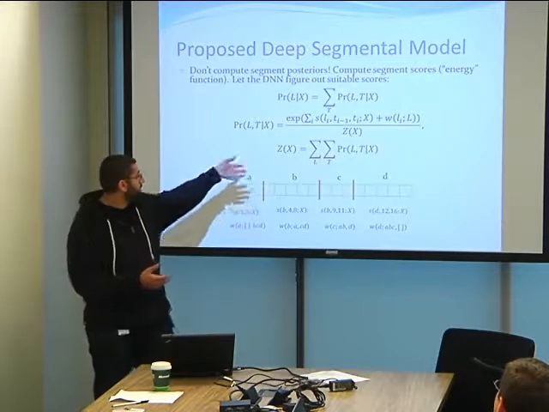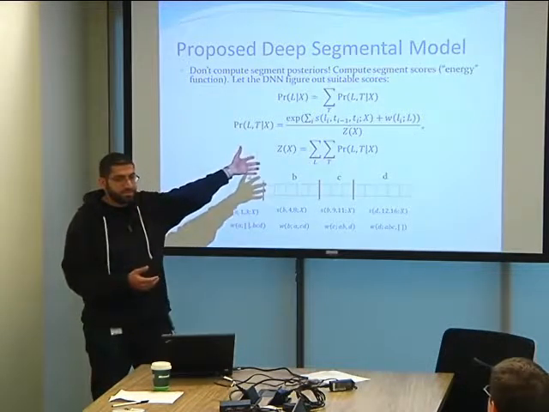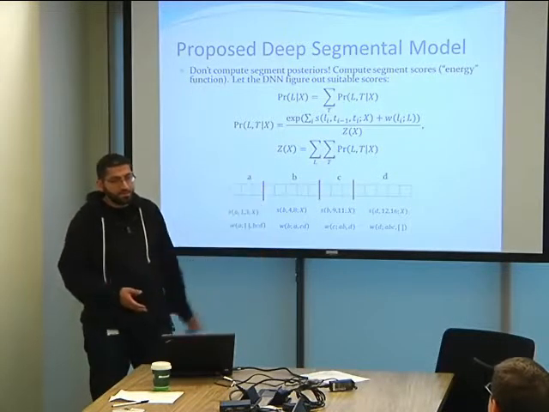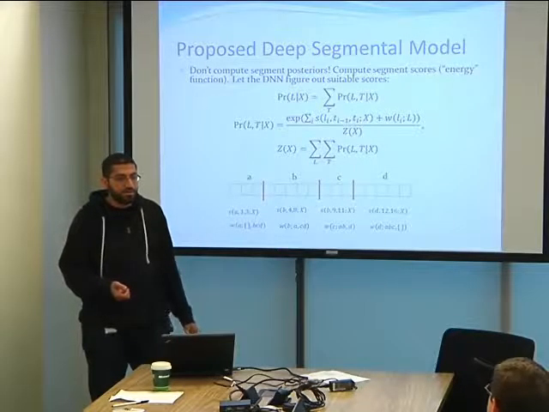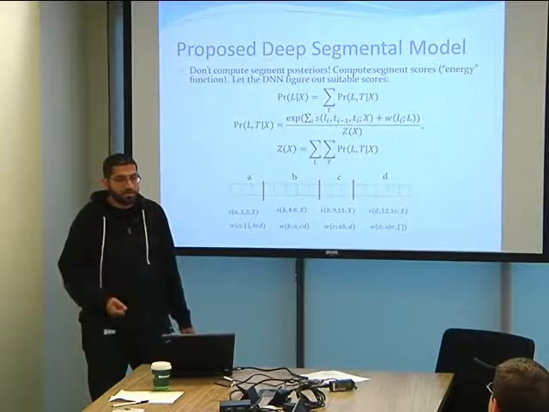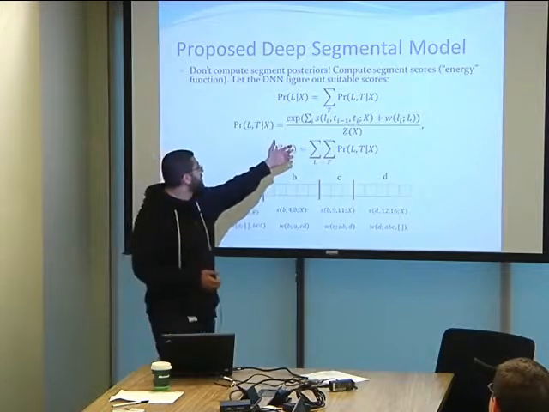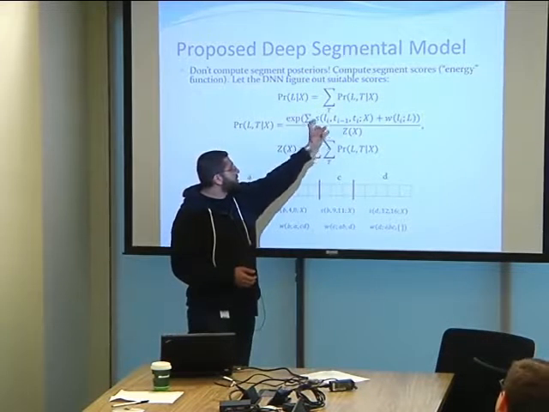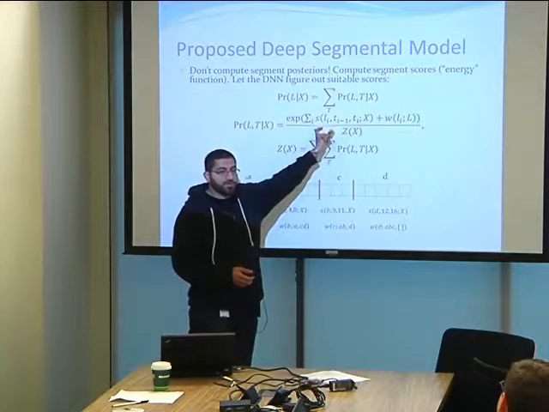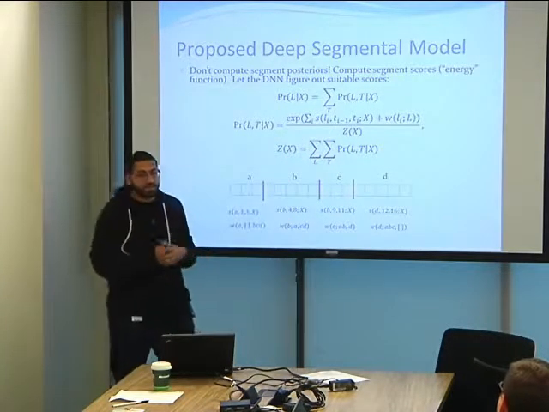The idea of exponentiation and normalization is well known in machine learning for undirected graphical models. But the idea here is that I assume I have a number of segments and I make the neural network learn how to compute this score.